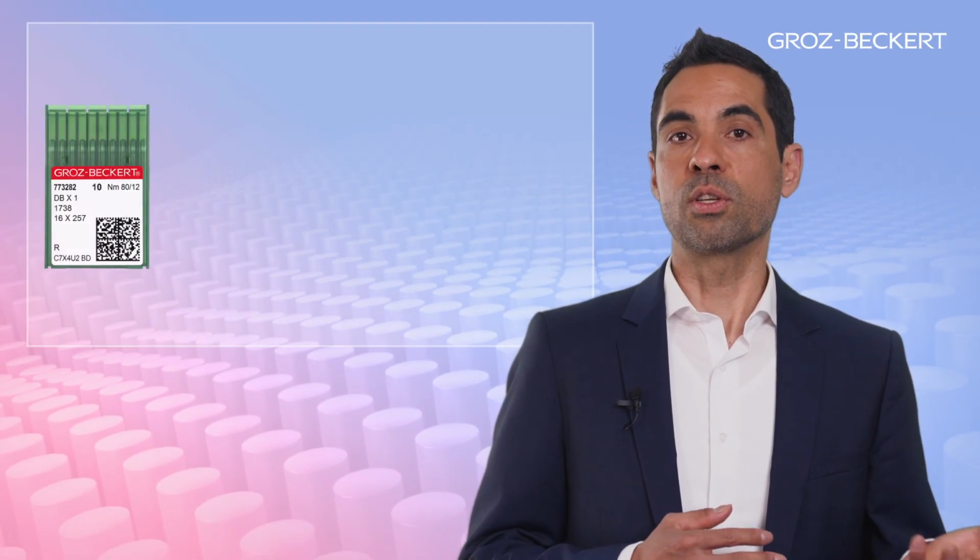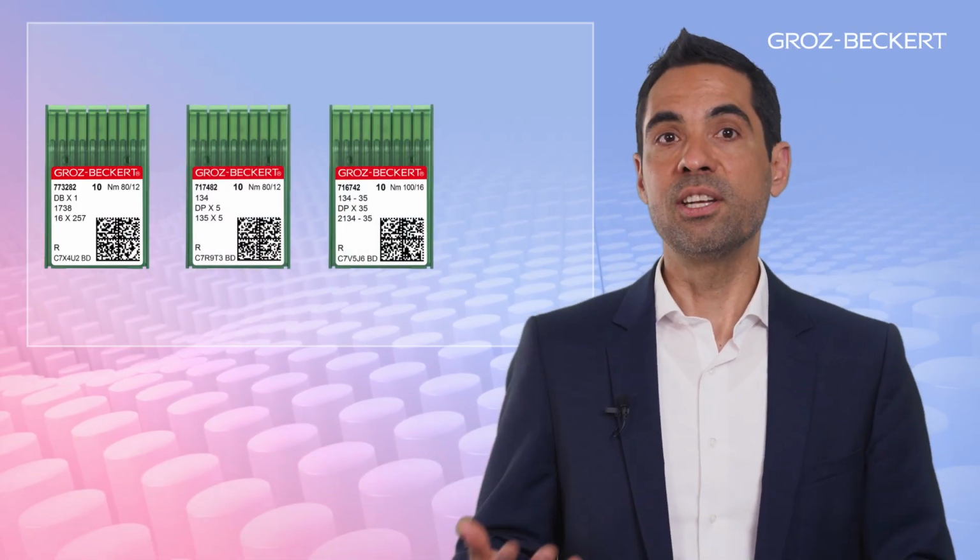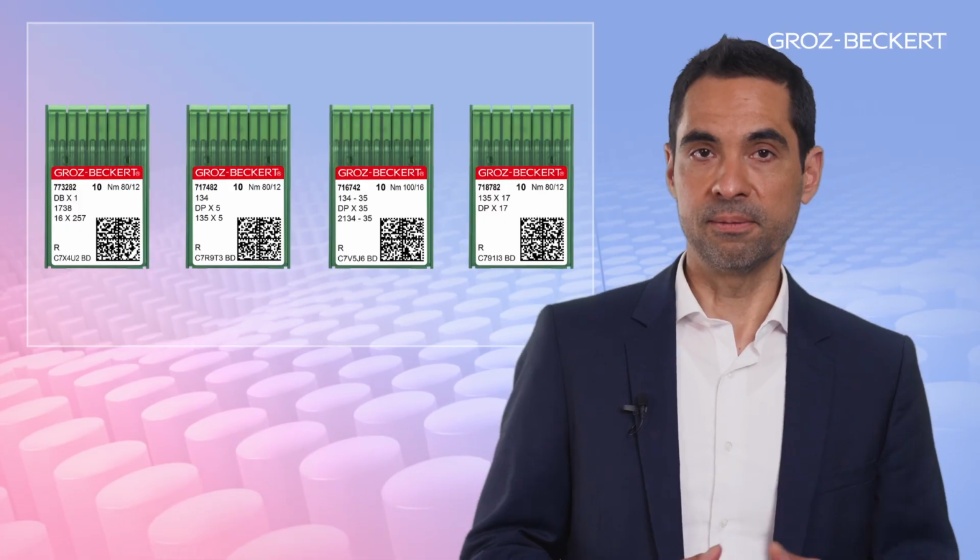When it comes to needles that are used for double lock stitch seams, lock stitch needles characteristically have only one long groove that always faces the threading direction. The most common needle systems are DB Cross 1, 134, 134-35 and 135 by 17.